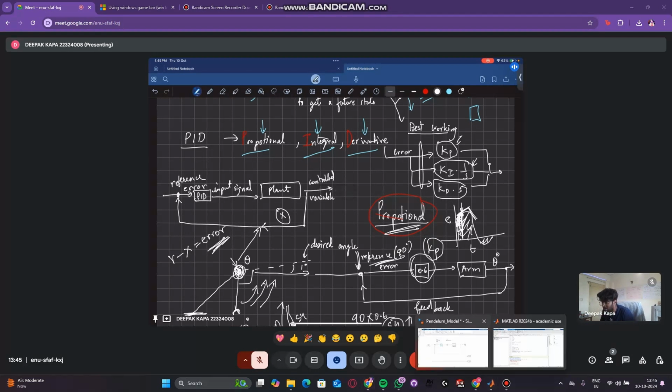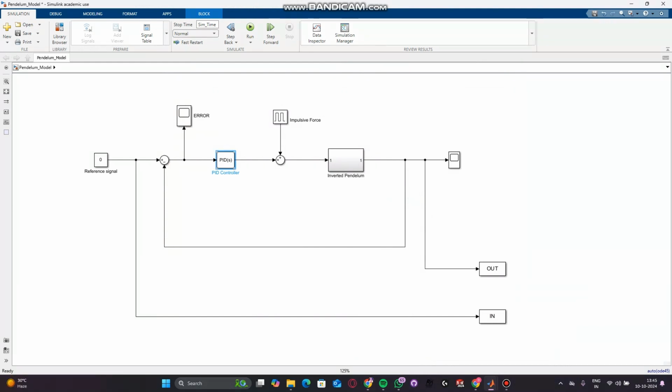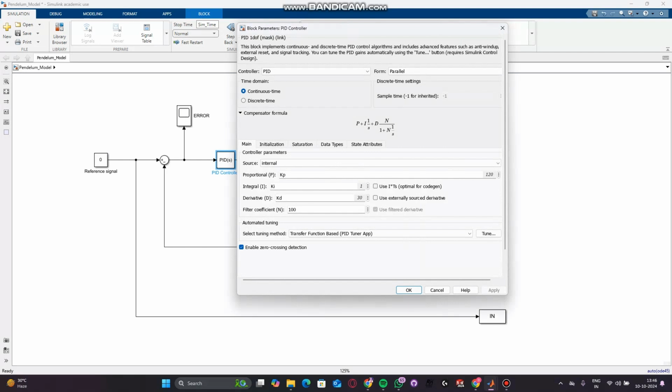So I can show you the MATLAB PID model. This is MATLAB Simulink. This is the PID controller. This is the compensator formula of the PID controller. If you look where my mouse is hovering, there's P, I and D, which stand for Kp, Ki, and Kd. The P part is directly multiplied with the error. The I part is multiplied with the integral of the error, where 1/s is the integral. And the D part is multiplied by N/(1 + N(1/s)). If you use an approximation, since N is 100, which is much, much greater than 1, you practically get s itself, which is the derivative part.